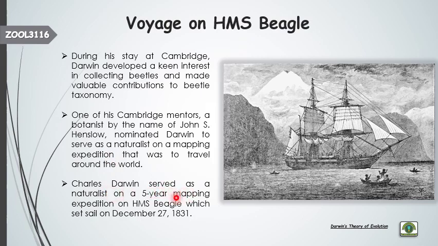Charles Darwin served as a naturalist on the 5-year mapping expedition of HMS Beagle, which set sail on December 27, 1831. So he served for 5 years. If the Beagle set sail in 1831, the Beagle returned in 1836.